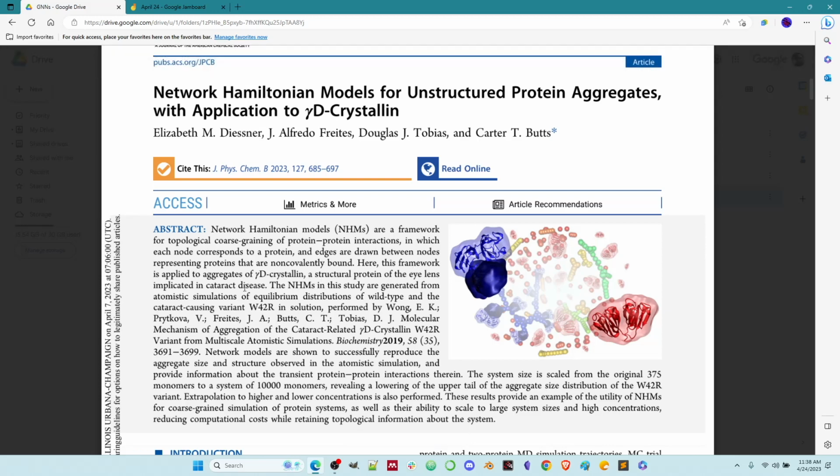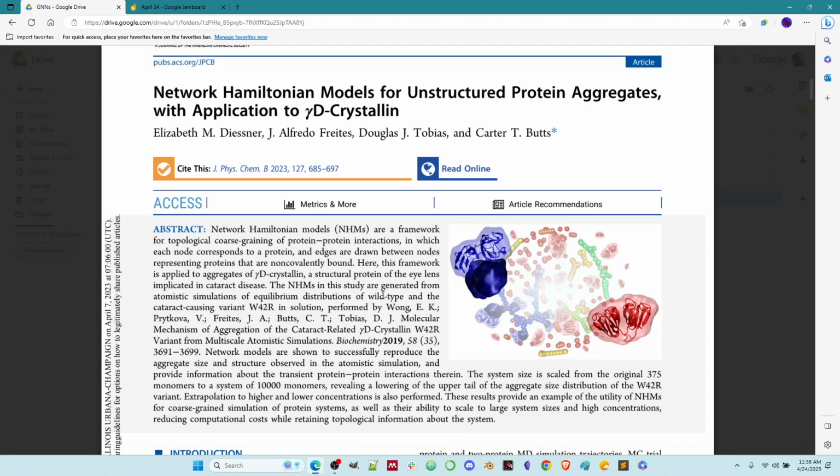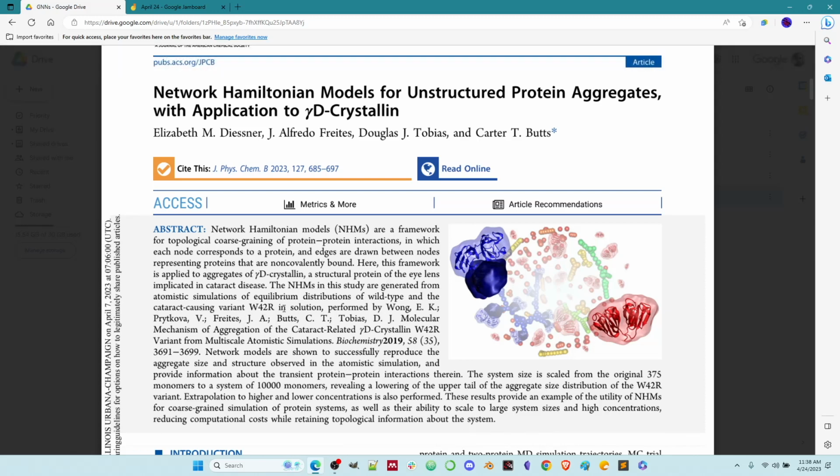This is a functional protein. The NHMs in this study are generated from atomistic simulations of equilibrium distributions of wild type, meaning the non-mutated genotype, and the cataract-causing variant W42R in solution.